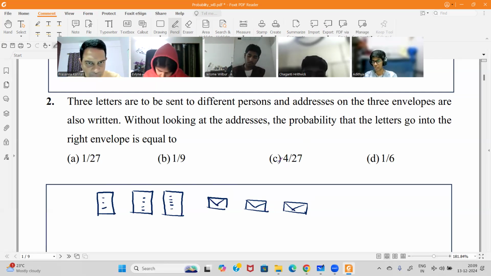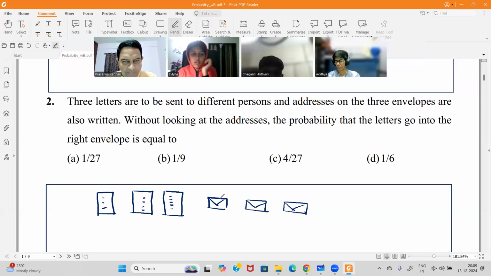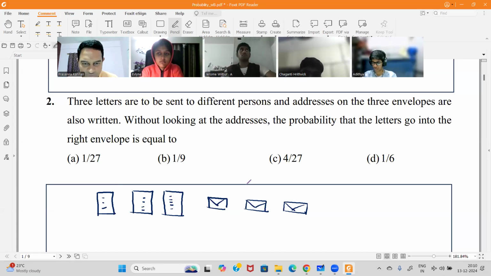Yes, Evelyn? How many ways can I place them correctly? For correctly placing them, how many ways are there? 3 ways, sir. Correctly placing them, there is only one way. The principal's letter should go to the principal, the friend's letter should go into the friend's envelope, and your relative's letter should go into the relative's envelope, right? So there is only one possible way. You can't change that. So the number of favorable ways is 1.